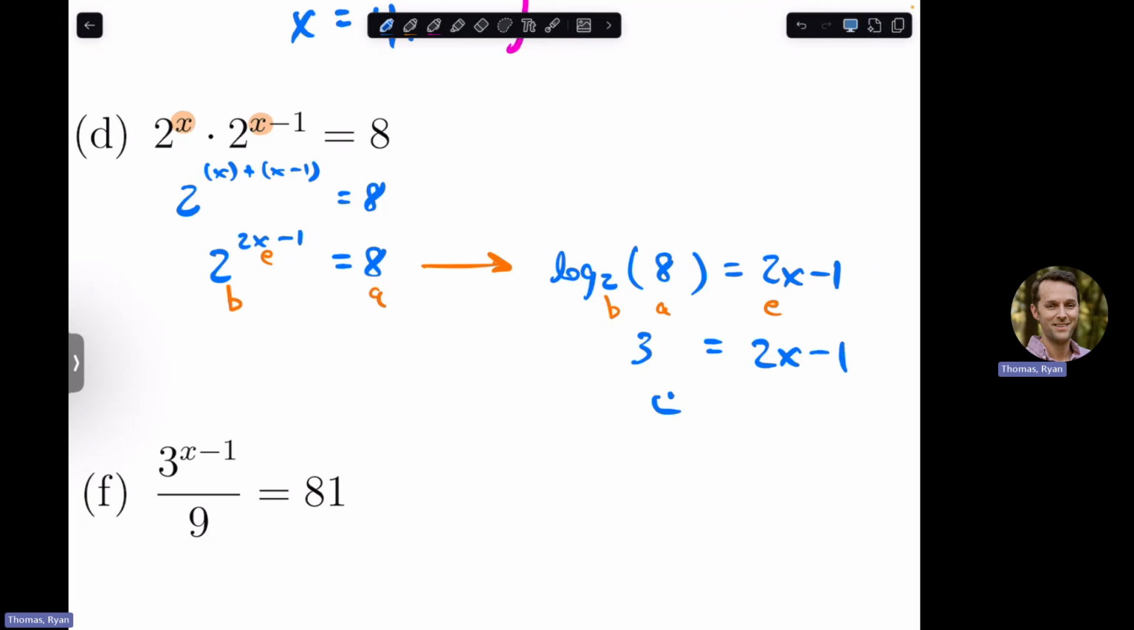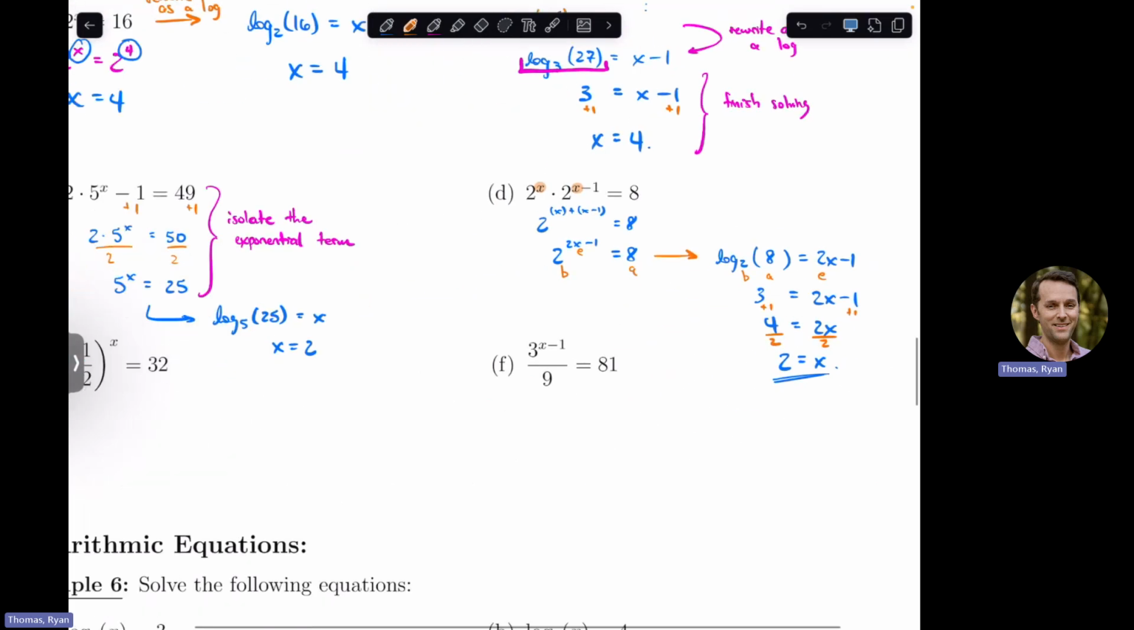So add 1 to both sides, divide by 2. Okay? Good? Do we have any questions about anything at this point? Okay, well, there's two more there for you to do.